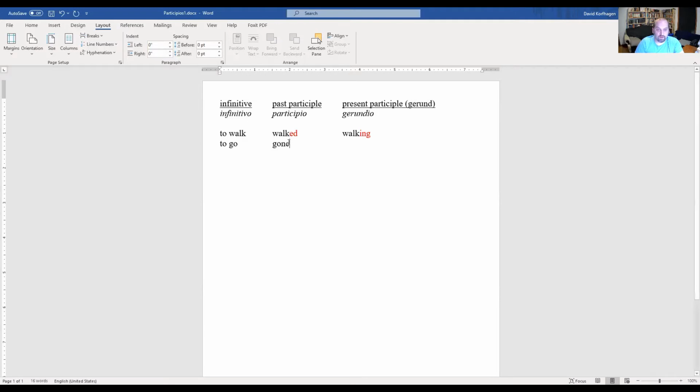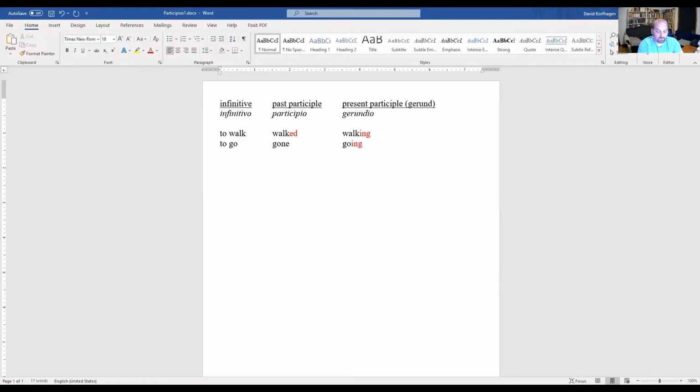And notice because it's irregular, it doesn't have that ed ending. And then, of course, the present participle is going, and that's regular, right? It has that ing at the end. Let's see one or two more examples. Let's see, how about to swim, right? The past tense is swam, right? I swam yesterday, but technically the past participle is going to be swum, right? I have swum. The present participle, the gerund, is swimming.